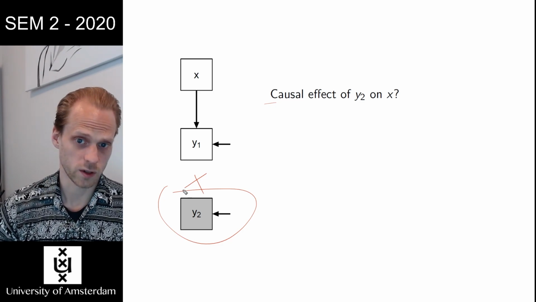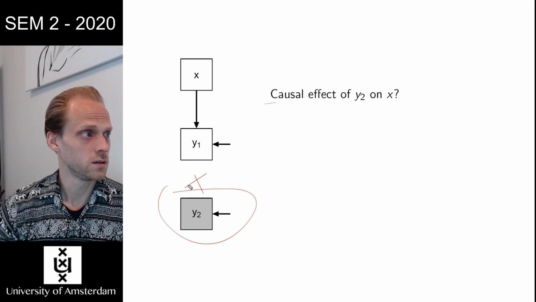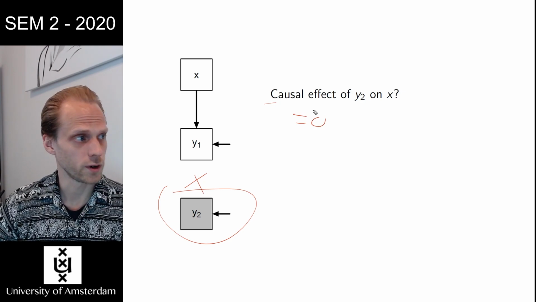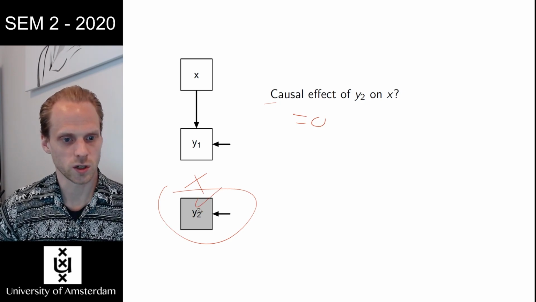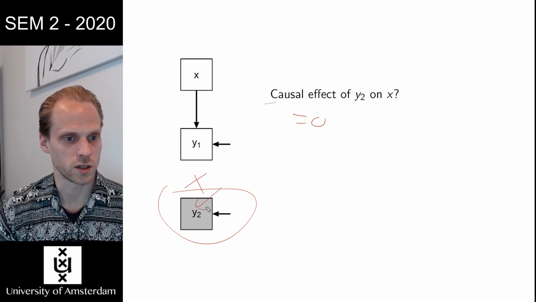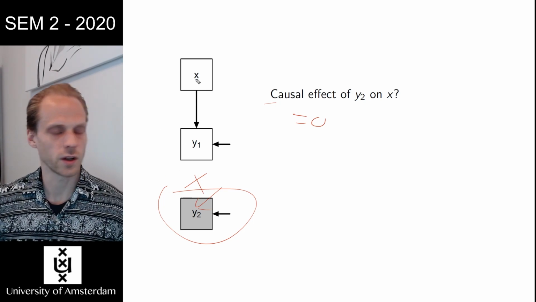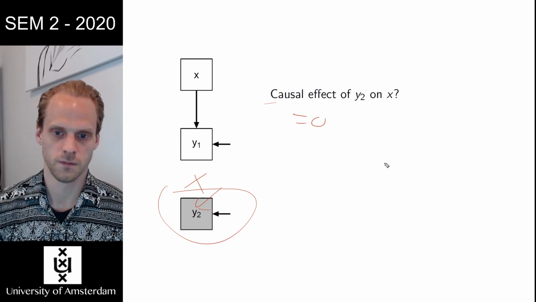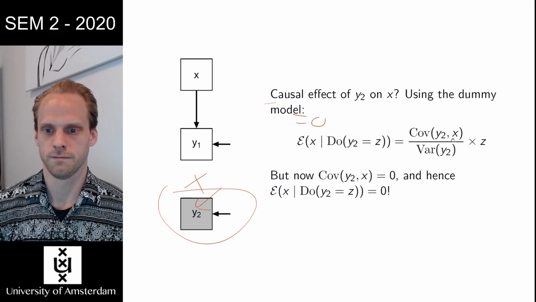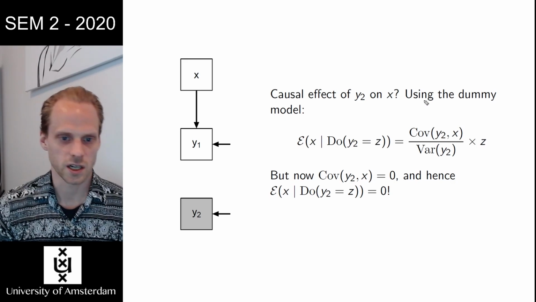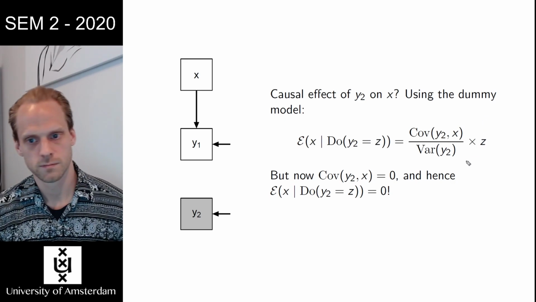So what's the causal effect of y2 on x? Right, that's 0. We already know that because if we do something here, there's no outgoing causal effect, so nothing is going to flow back to x. We already knew that. We don't need to compute anything. Of course we can, right? And then we see that that's 0.